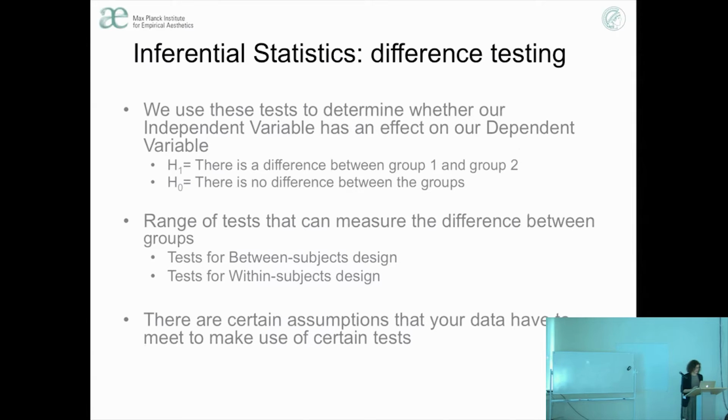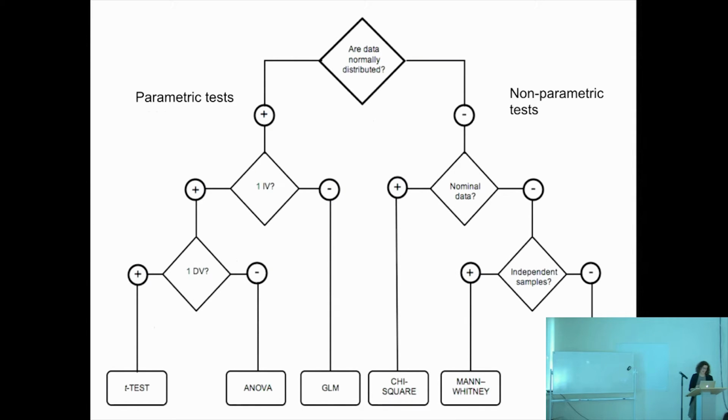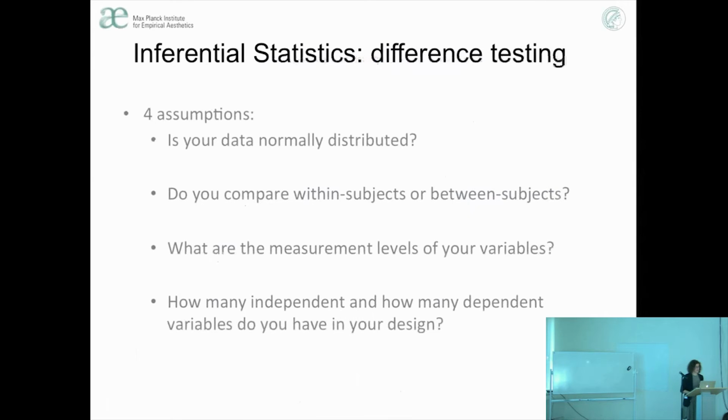Now, we have a really handy flowchart. It's on page 231 of the Scientific Methods for the Humanities, which can help you make the decision for which test to use. So I'll just go briefly through the different assumptions or decision moments in the flowchart that you will have to go through. So these are the 4 criteria that you need to judge your data on to be able to make the right choice for the right tests.